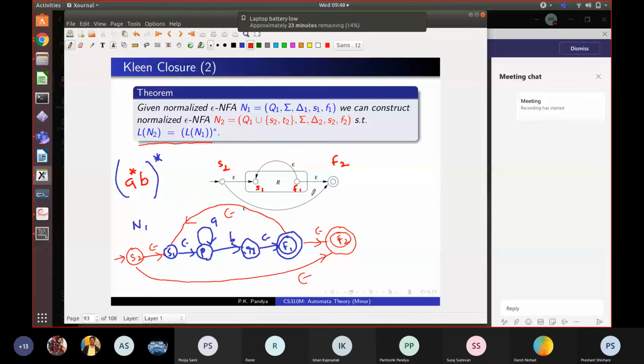So I think you will all be asked to construct such automata. Any questions? You can even ask on the chat. Okay, the construction is clear to you guys.